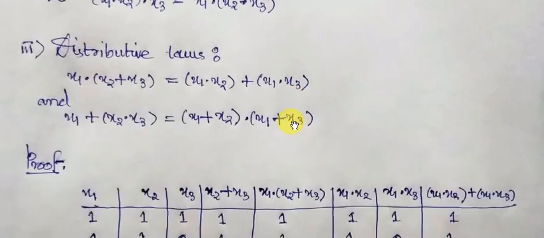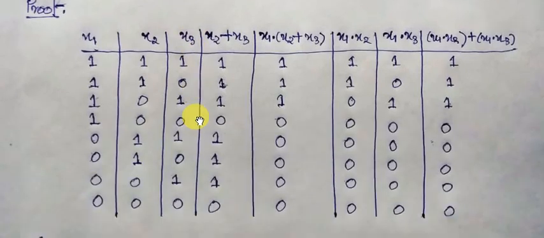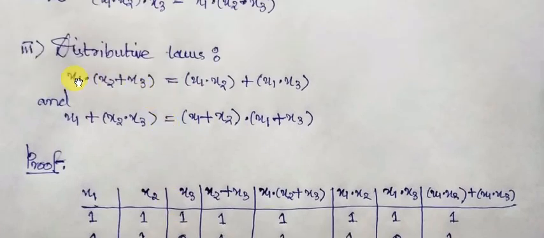So let us now see how to prove the distributive law of multiplication over addition. Suppose we are considering three Boolean variables x1, x2 and x3. The distributive law tells us x1 · (x2 + x3) = x1 · x2 + x1 · x3. We shall prove it.